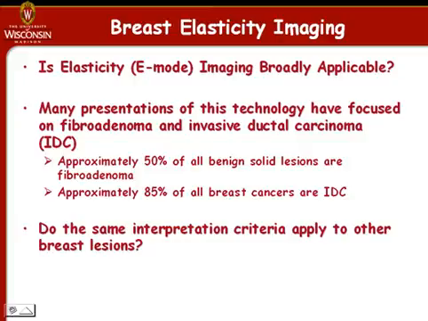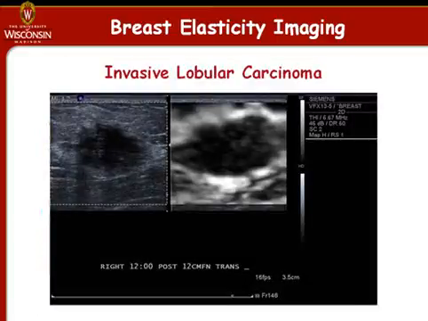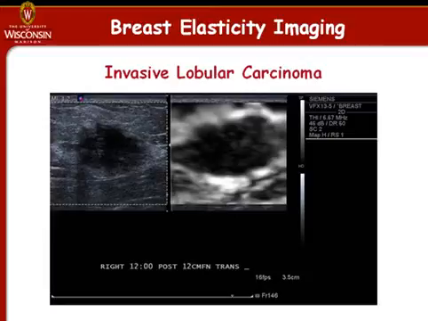But do these same interpretation criteria apply to other lesions? Well, here's an example of an invasive lobular carcinoma where those same criteria do apply. We see that the size of the lesion in the elasticity image is quite a bit larger than it is in B-mode. And we also see that if we were to trace the boundary of that lesion in B-mode and then project that tracing into strain, we'd see a very different boundary than we see in the strain image. So the shapes are not the same, the size is not the same, indicative of cancer, same criteria.